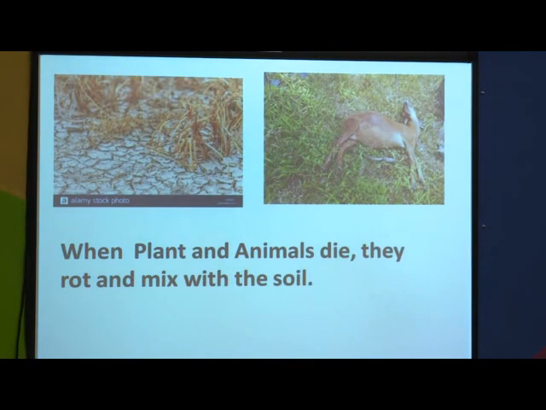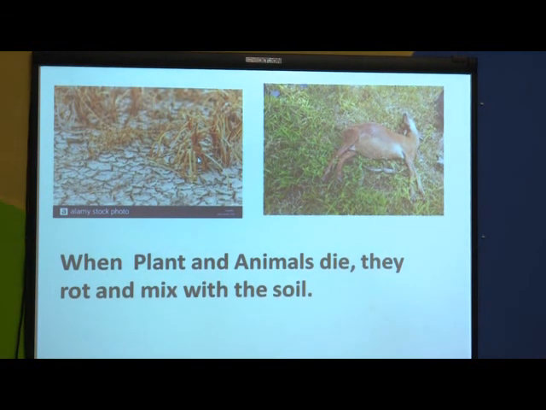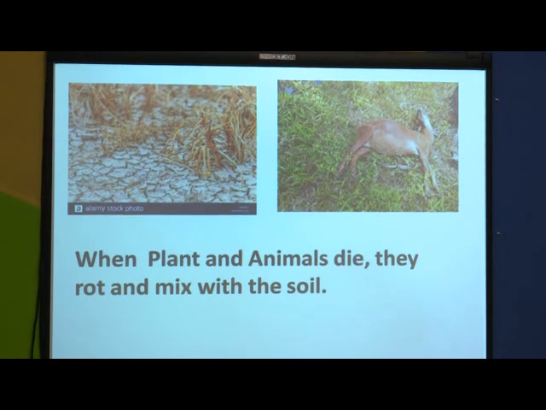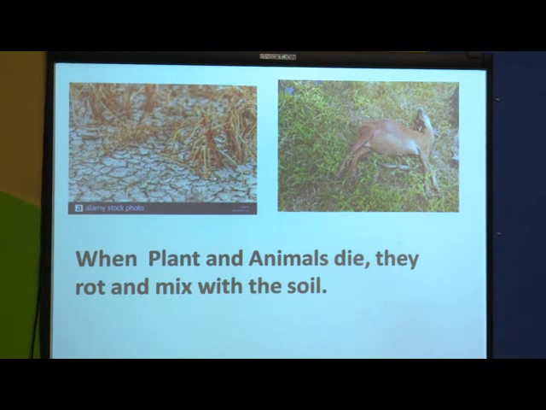Now, see here. Can you see in the picture? In the first picture I have shown you the dead plants, and in the second picture what is it? Dead animals. Yes. Have you ever thought what will happen to these dead plants and animals? Where will they go? Where do they remain? Yes, students, where do they remain? So, when the plants and animals die, they rot and mix with the soil. Are you getting what I am trying to tell you? When plants and animals die, they rot and mix with the soil only.